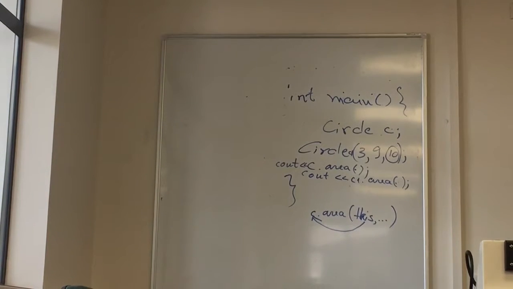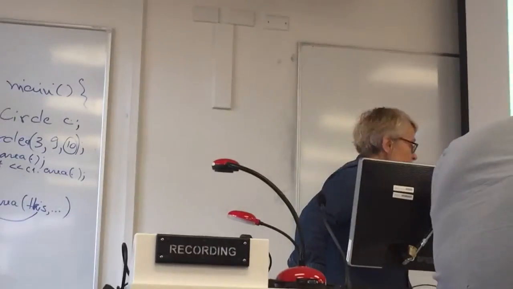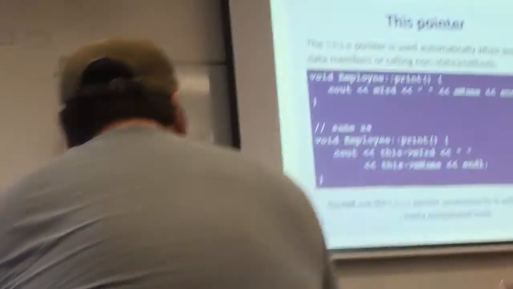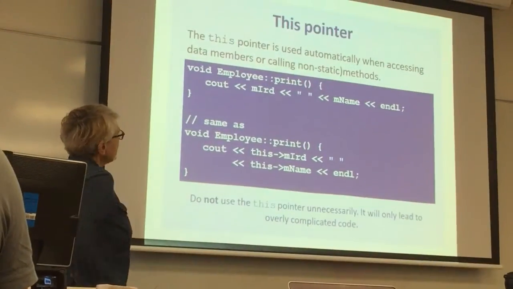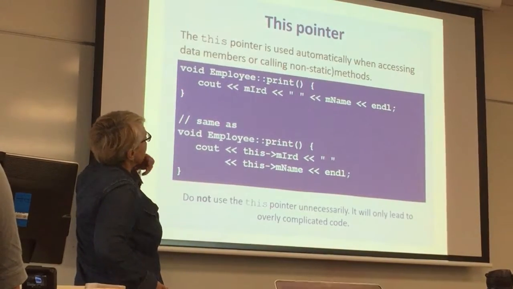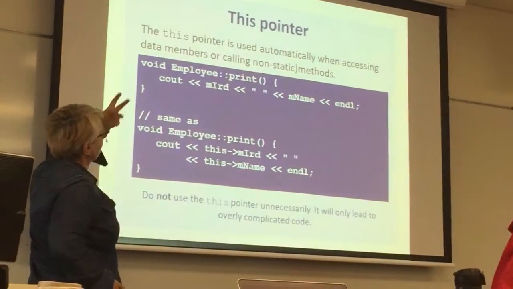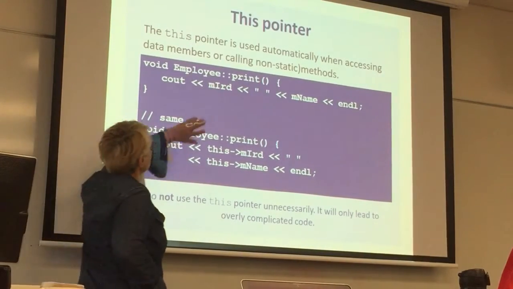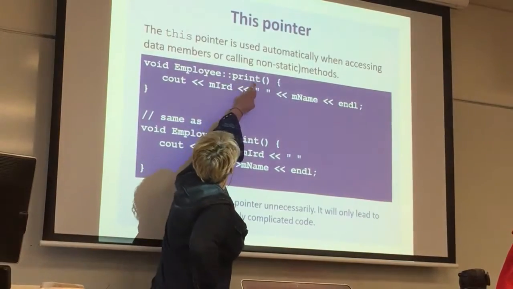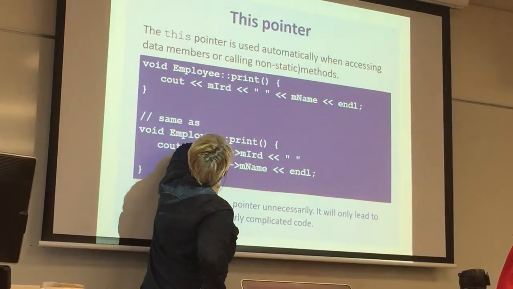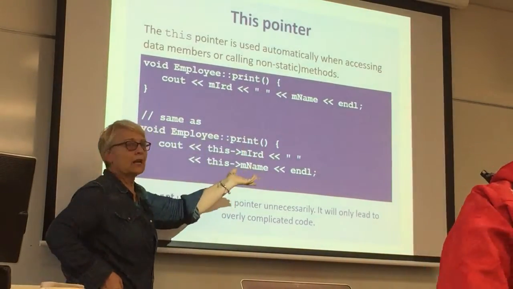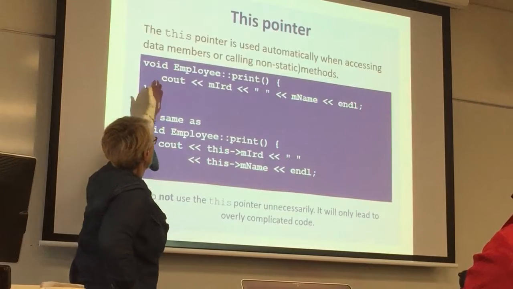Very rarely you will use it, but there are cases in which we need it. For example, if we want to write the print function for the employee to display data on cout, we have different options. One is just to use mIRD and mName. This is a method of a class. Notice print, no arguments, it's in the class. Void, it has to have its prototype included in the class Employee. And then we do it like this.